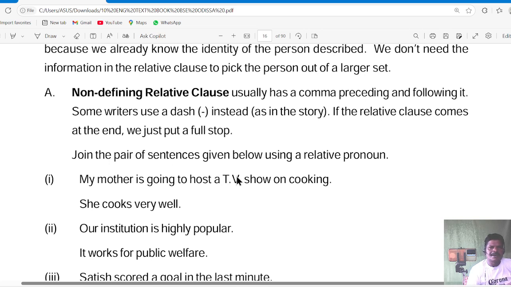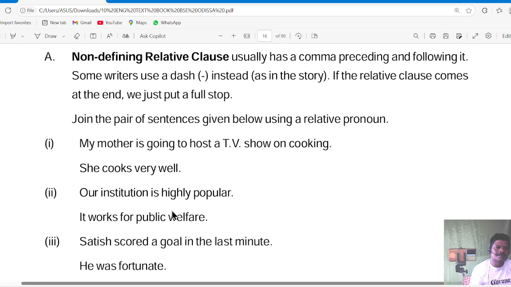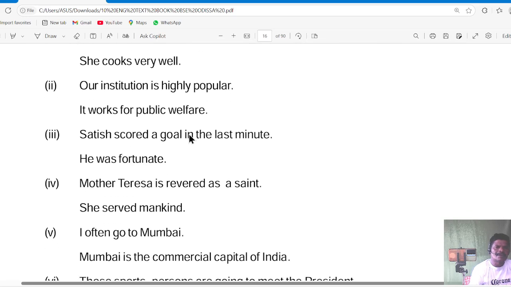Join the pairs of sentences given below using a relative pronoun. My mother is going to host a TV show on cooking. She cooks very well. Our institution is highly popular. It works for public welfare. Sati scored a goal in the last minute. He was fortunate. Mother Teresa is revered as a saint. She served mankind.